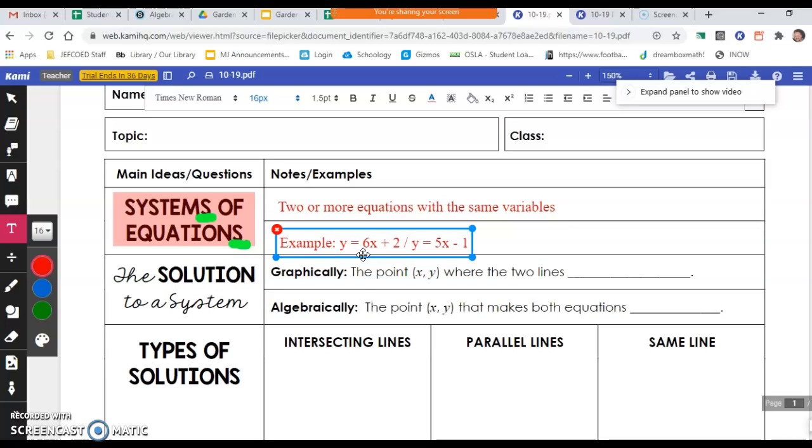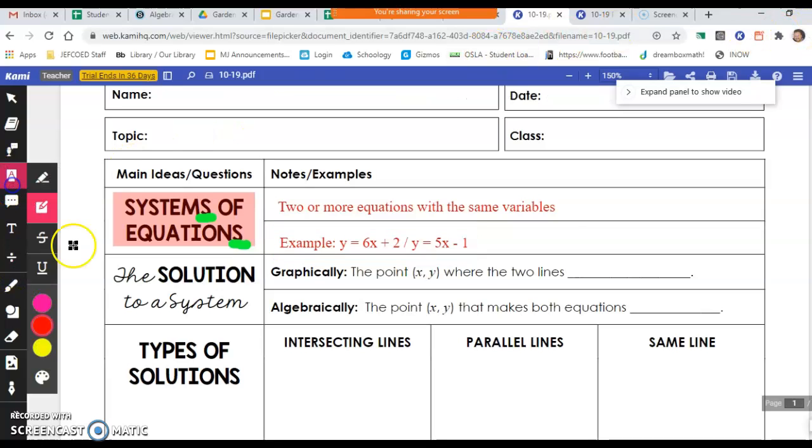Okay, how many equations do we have? 2. So that fits the first part. Okay, and then they have the same variables, y and x, so that fits the second part. Okay? So, knowing that, we're going to move on, guys, and we're going to look at the solution to a system. Okay? So a solution to a system. So there's two ways to have a solution. What's another word for solution? Answer. Okay? So we're going to do this graphically.